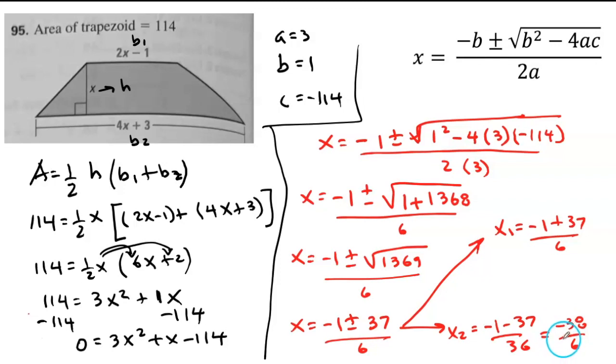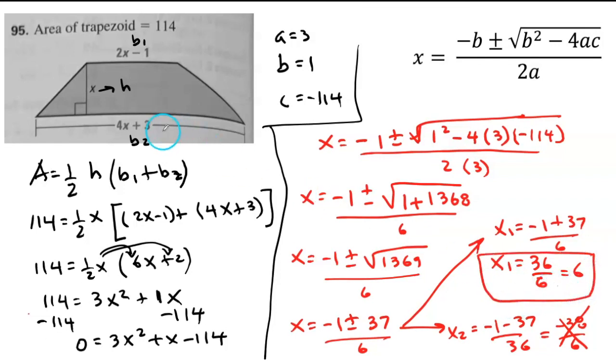Here, I'm getting a negative number. Can I have a negative number? No, because I'm finding the length of a trapezoid. So that's wrong. So let's go over here. x1, negative 1 plus 37 is 36 over 6, which is 6. And now this is a positive value.